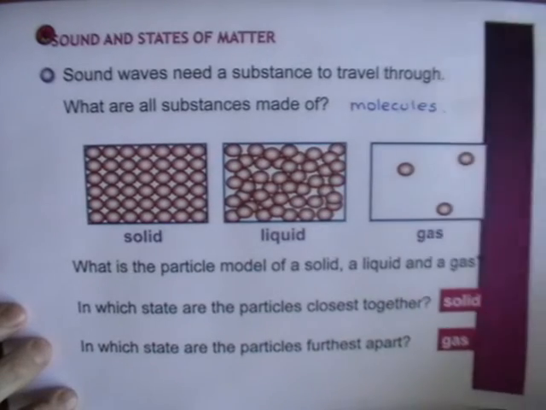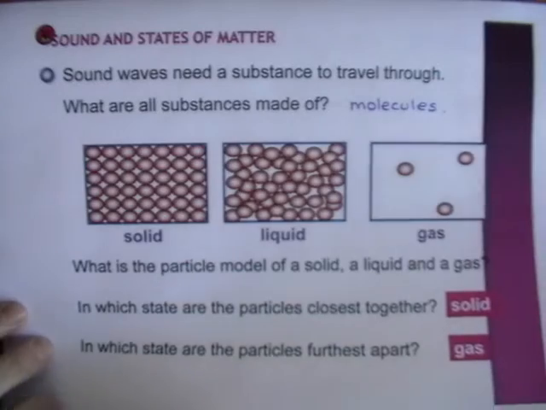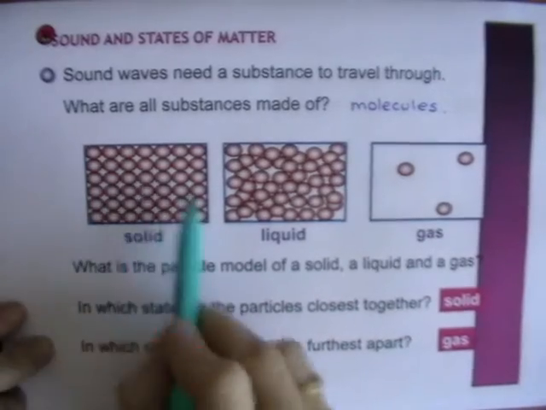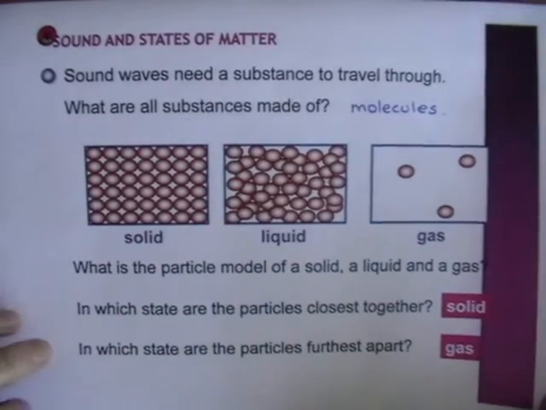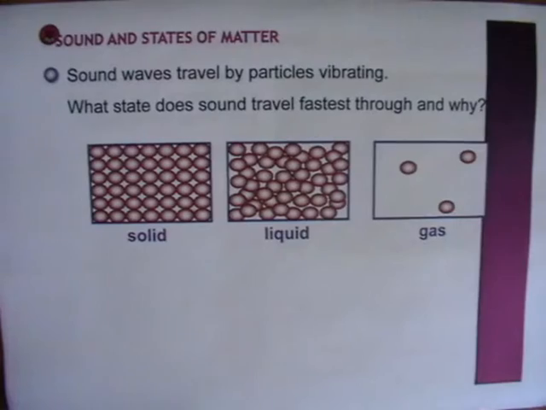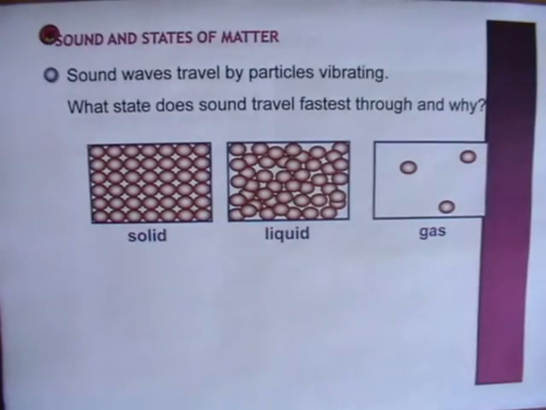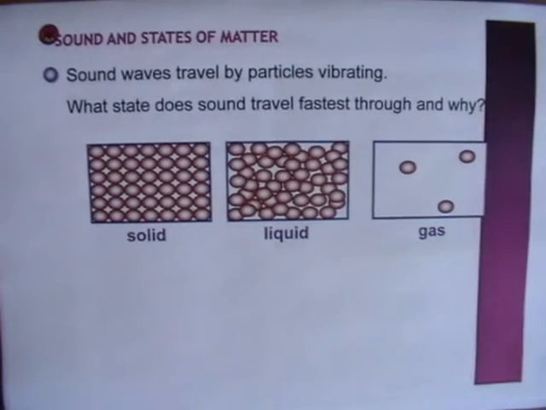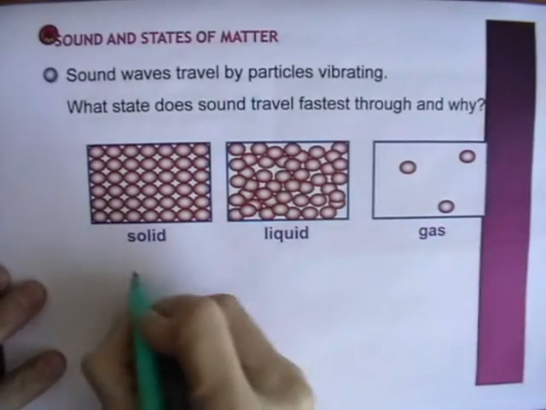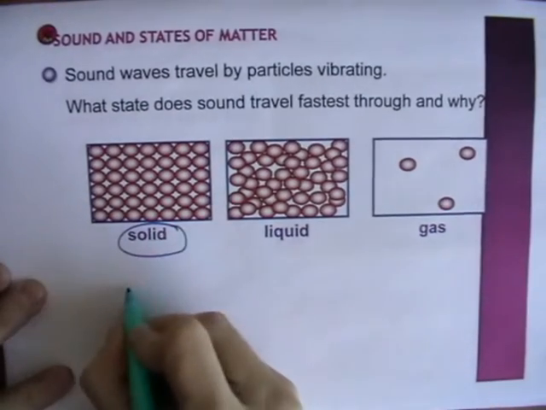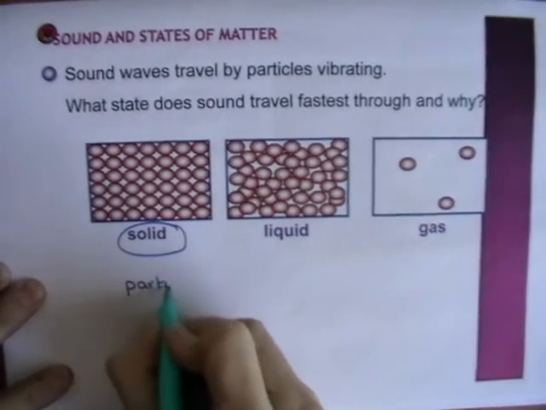And that of course means that sound is going to travel much more quickly through a material whose particles are very, very close together. So sound waves travel by particles vibrating. What state does sound travel fastest through, and why? The answer is a solid, and the reason is because the particles are closest together.